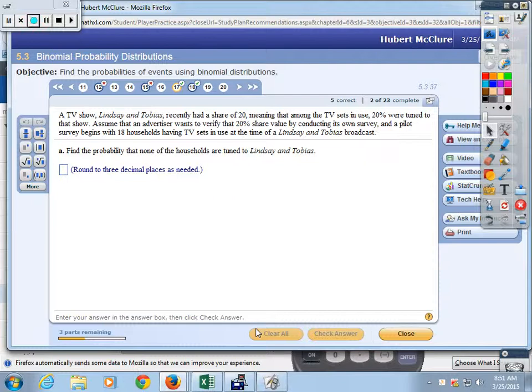And a pilot survey begins with 18 households. What do you think that 18 is? N. 18 is N. Well, what about the 20? That 20, that's nothing to do with the problem. Because what does it say? Assume that an advertiser wants to what?